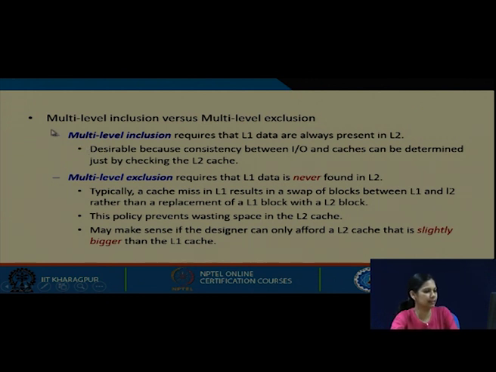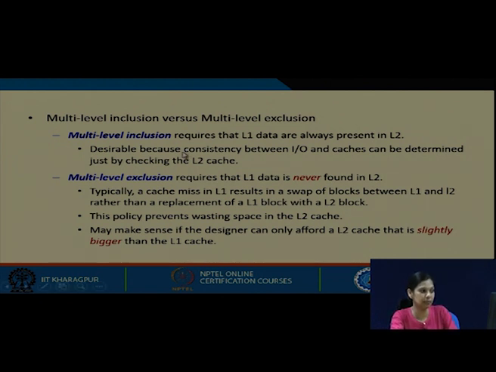Let us see another thing, multi-level inclusion versus multi-level exclusion. Multi-level inclusion requires that L1 data are always present in L2 cache. Inclusion means it is included. So, in L1 we have certain data and L2 cache is the next level cache where we are saying that whatever data is present in L1 is also there in L2. That is called multi-level inclusion.